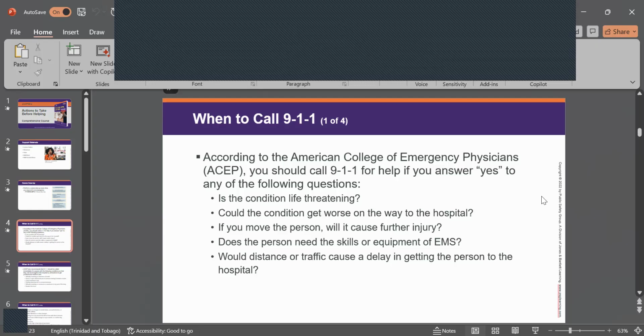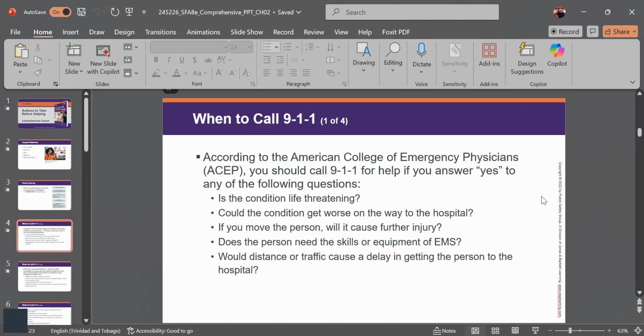Now, according to the American College of Emergency Physicians, you want to call for help if the answer is yes to any of these, right? Is the condition life-threatening? What we're looking at for life-threatening is anything that affects airway, breathing, circulation. So anything that affects the ability to breathe, anything that affects keeping the airway open, anything that affects the heart being able to pump blood. Could the condition get worse on the way to hospital?